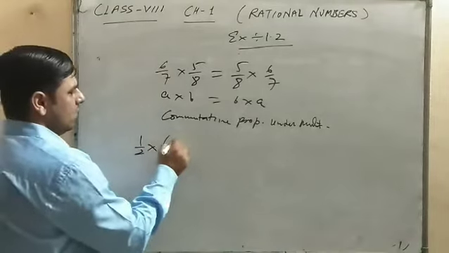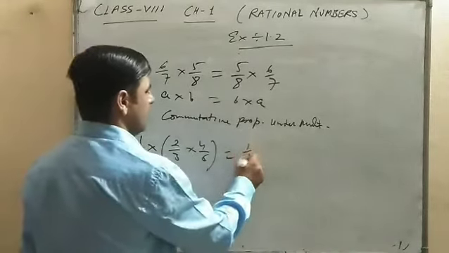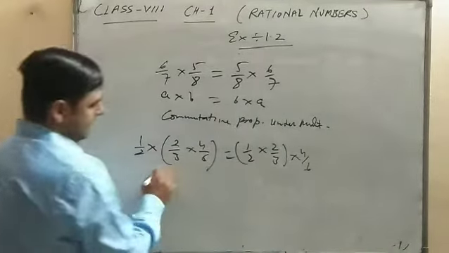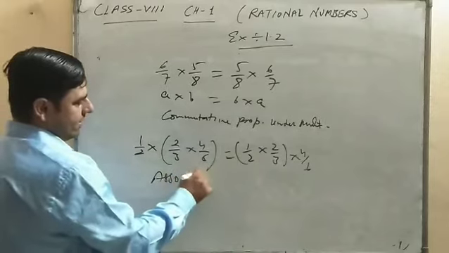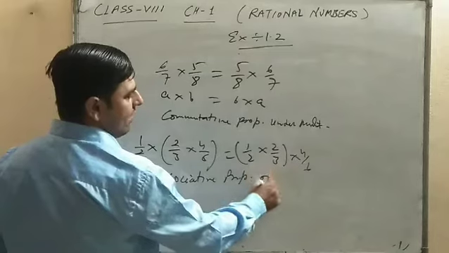Same thing here. If 1 upon 2, 2 upon 3 into 4 by 6, then 1 upon 2 under brackets 2 upon 3 into 4 by 6. It is known as the associative property. Associative property of multiplication.